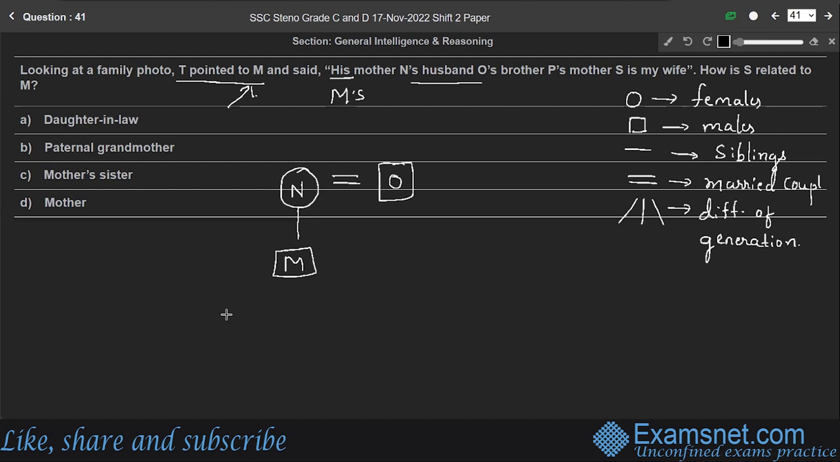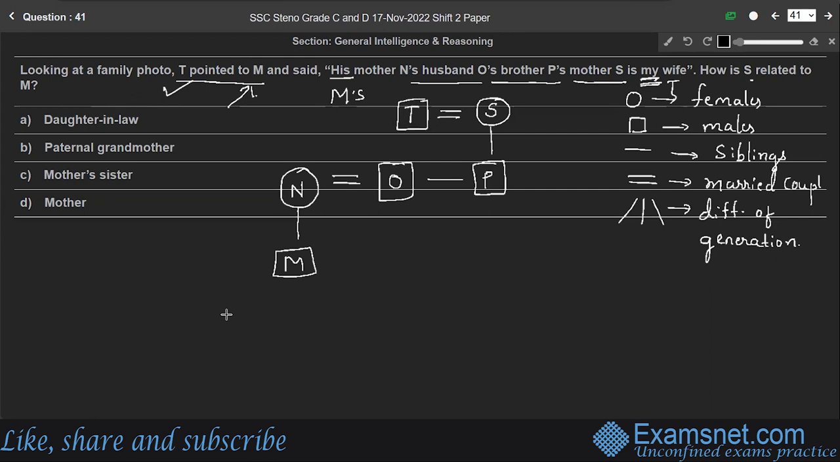N's husband O's brother is P. O and P are siblings. Use a single horizontal line. And P is a male because P is brother of O. P's mother is S. So S is female. S is my wife. My wife means T's wife because T is pointing towards M. Therefore, S and T are married couple. T is a male then.